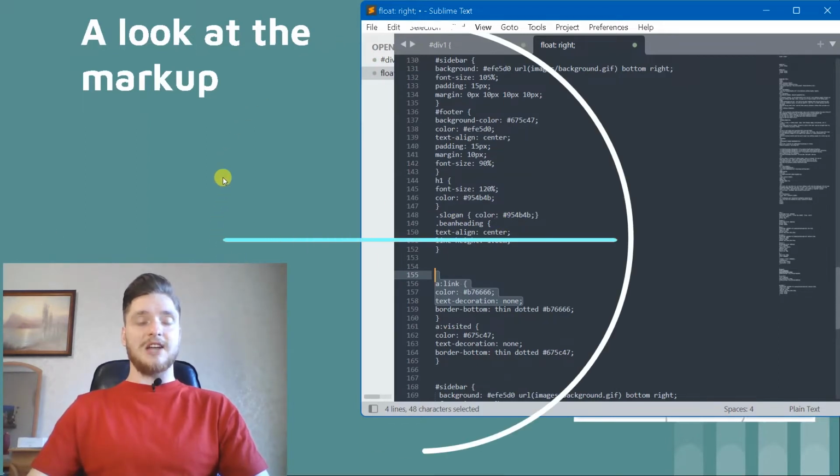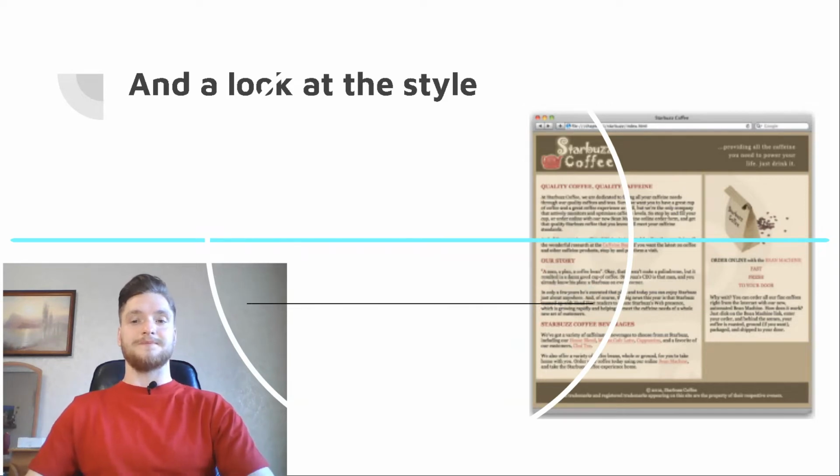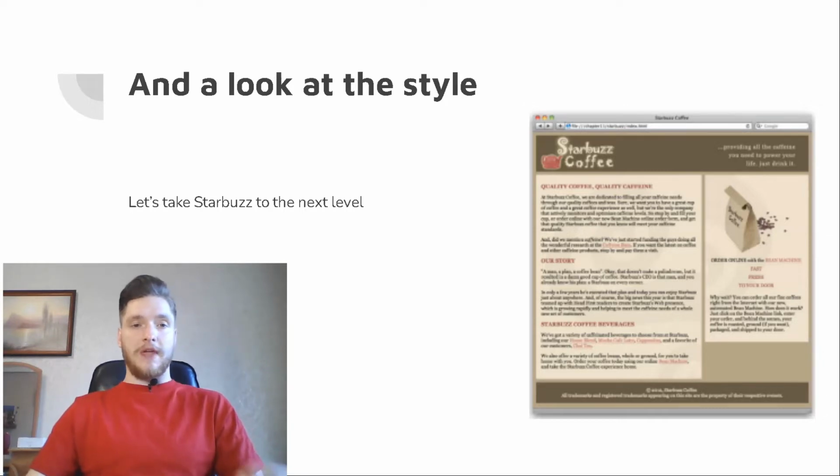Let's take Starbuzz to the next level with style. Here is the goal, to turn Starbuzz Coffee into the site on the right. To do that, we need to move the sidebar over to the right, so we get a nice two-column page. Well, you've done this once already with the lounge, right? So based on that, here is what you need to do.